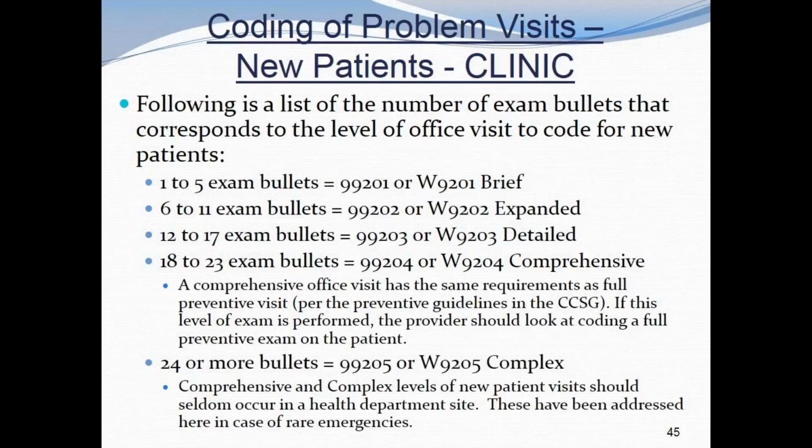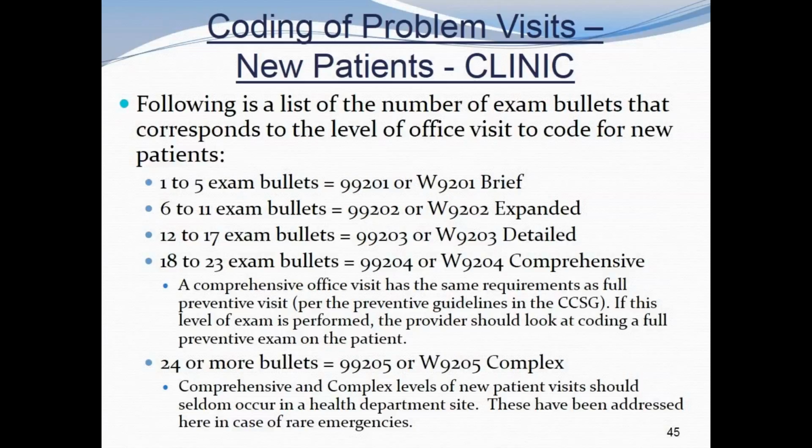And then it's pretty specific on how you can actually code according to what you're doing as far as exam bullets. So you have your 1 to 5, which is your brief. And I am sorry, this is one that I did not see. I meant to cross through those W's, but I did not, and I'm sorry about that. That's my fault. I'll take that off next time. But use the 99201 for the 1 to 5, which is your brief, and then your 99202 for your expanded.